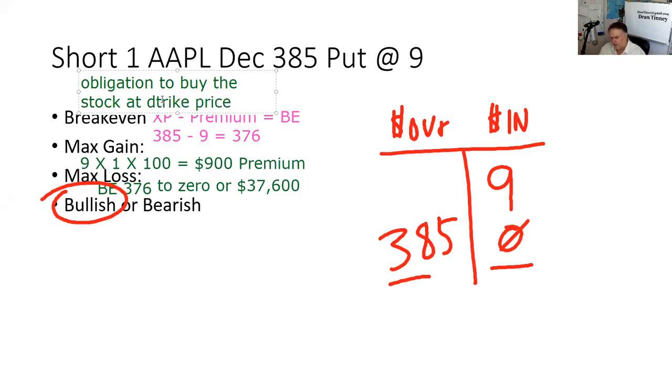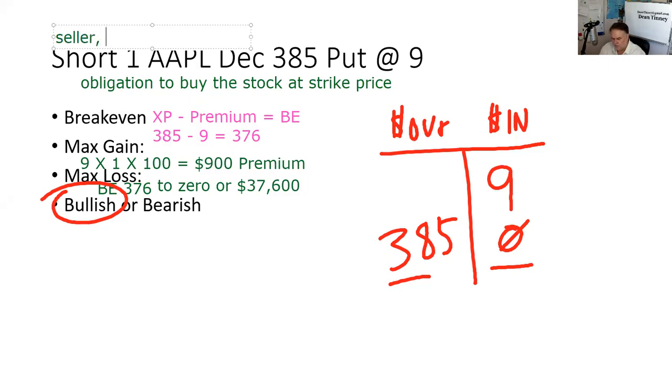Just write, what am I looking at? You're looking at an obligation to buy the stock at the strike price. If I didn't want to oblige myself to buy that stock at the strike price, I shouldn't have sold this option contract. Remember we said the other way you could do this is seller, writer, that's what that is.